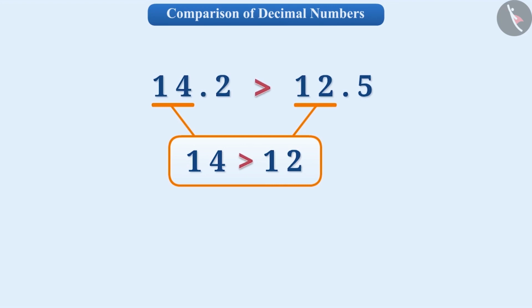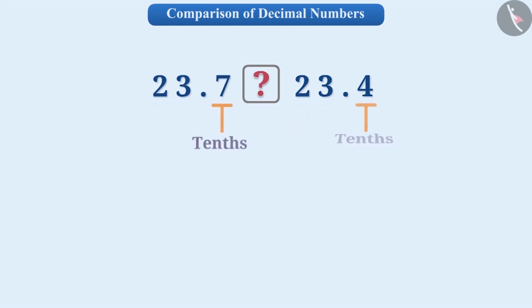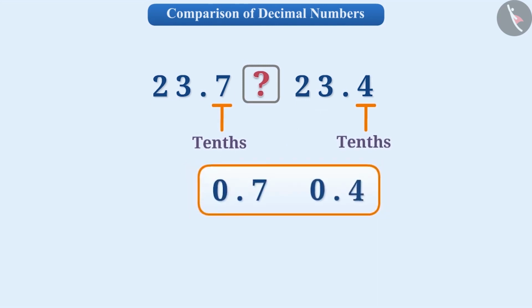Just think, if values of whole numbers are equal, then how will you compare them? Think for a while. Let me explain this. If both whole numbers are equal in decimal numbers, then we will compare the tenths parts. For example, between 23.4 and 23.7, whole numbers are equal, so we will compare the tenths parts. Here, 7/10 is greater than 4/10. Therefore, 23.7 is greater than 23.4.